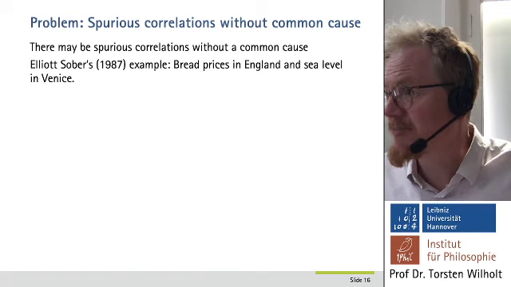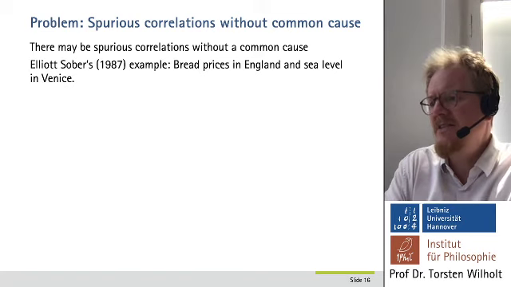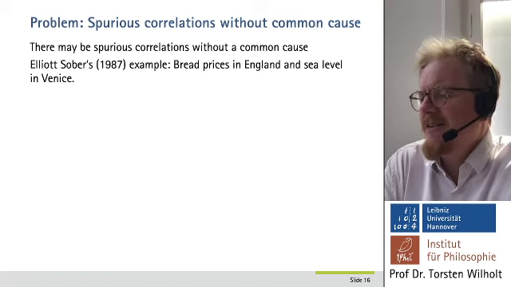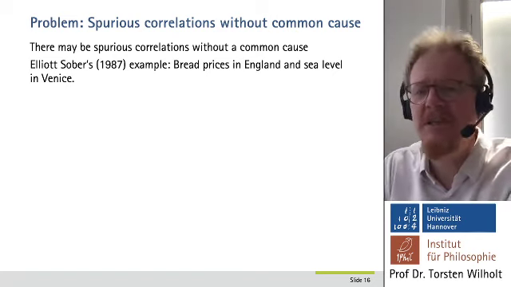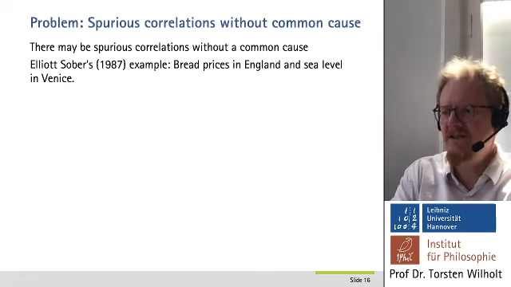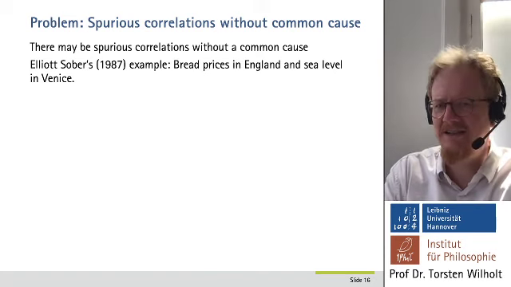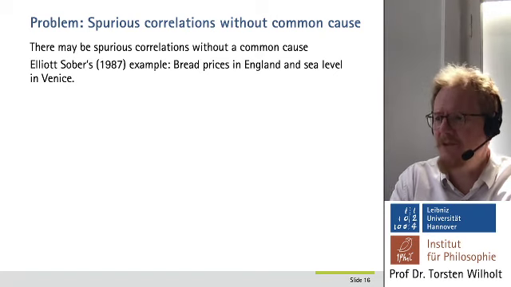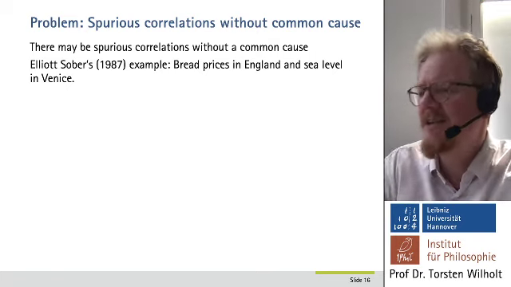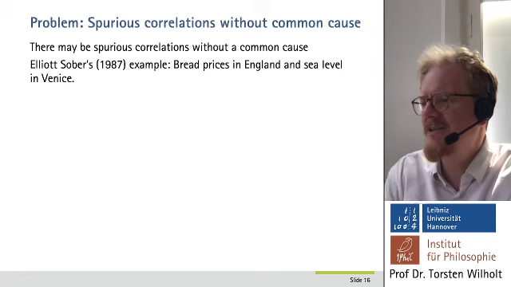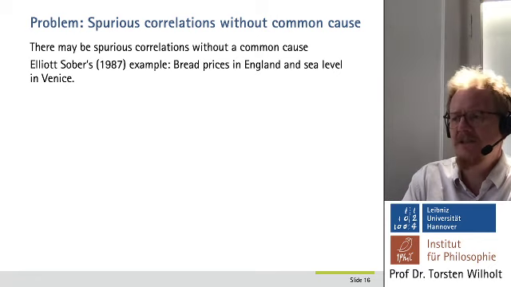But if there are perhaps spurious correlations in the world that don't have a common cause, but that just are just so there, then that would create a problem, because there would be no X to screen off these correlations. And Elliot Sober, who brought up this problem, his example was the bread prices in England and the sea level in Venice. Both are rising all the time, basically. But is there a common cause for this? There seems to be a correlation, which is presumably clearly a spurious correlation.